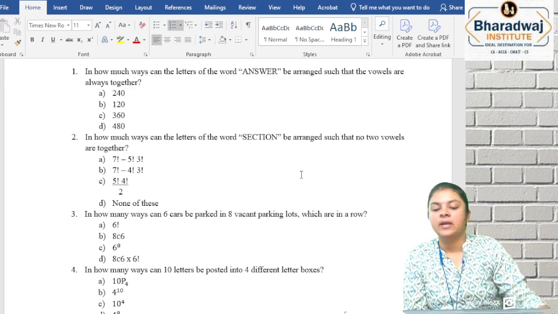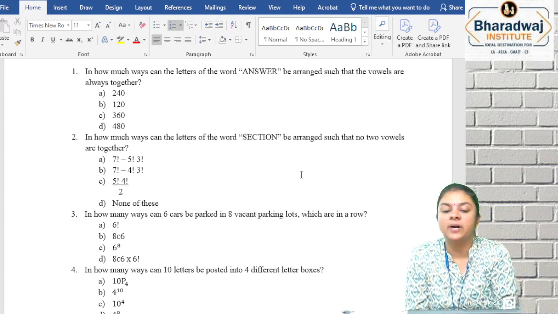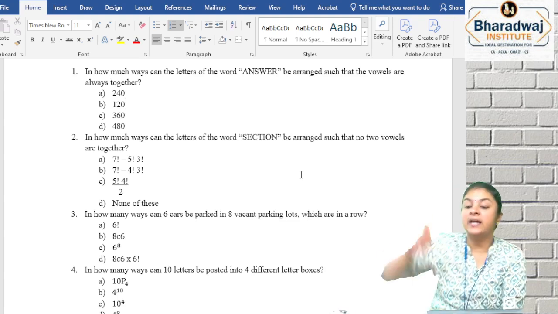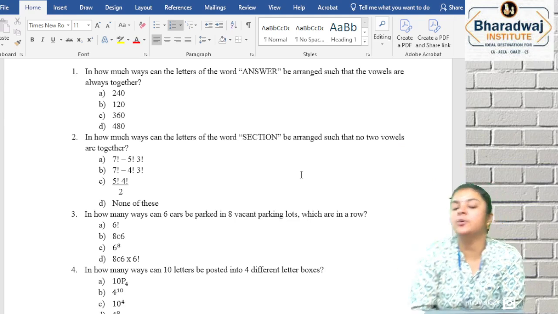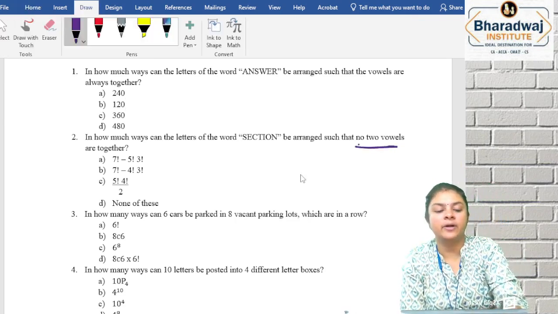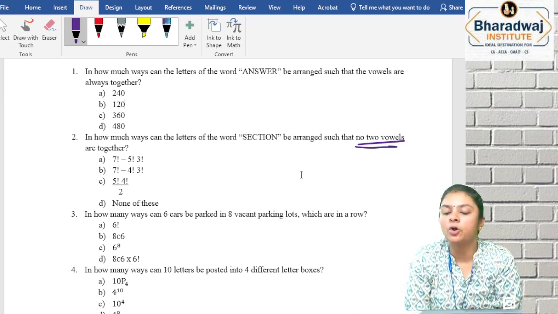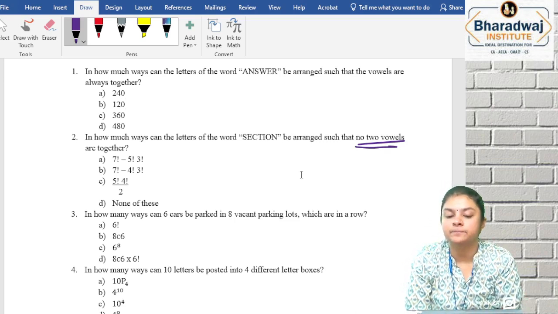Next. In how many ways can the letters of the word SECTION be arranged so that no two vowels are together? So this is again a point that I wanted to imply. No two vowels are together.